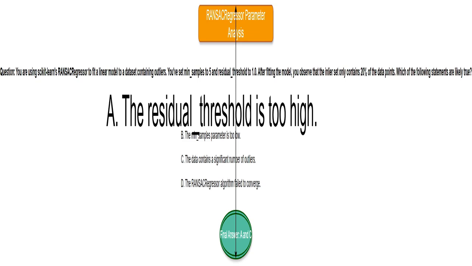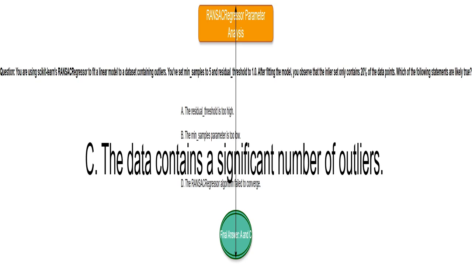A high "residual_threshold" means the algorithm is too lenient. It's accepting points that are far from the model as inliers. This is like a detective accepting very weak evidence, leading to a poorly constructed case. It's a likely cause of the low inlier percentage. If there's a significant number of outliers, then even a well-tuned RANSAC model might struggle to find a significant number of data points that fit the model well. This is like having a lot of false clues at the crime scene, making the detective's job much harder.